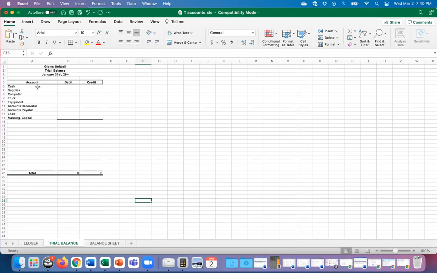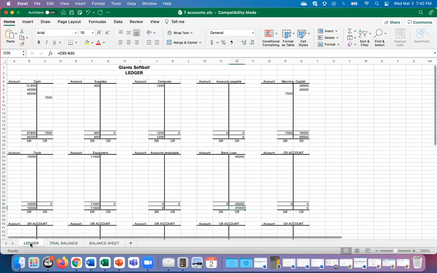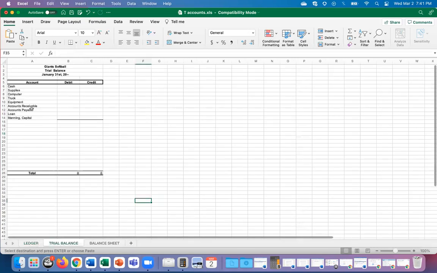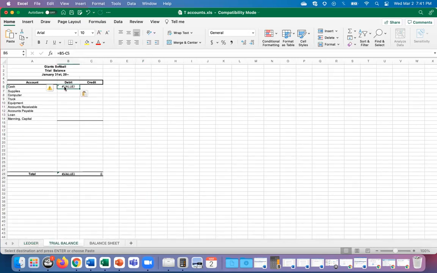So as it stands, let's pretend that we're done with our transactions. So what we're going to do is we're going to go over to our ledger, and we are just going to grab the totals and put them into the trial balance. So as of now, if this were finished, our total for the cash account would be 90,350. So I can just copy and paste that and put it in there.